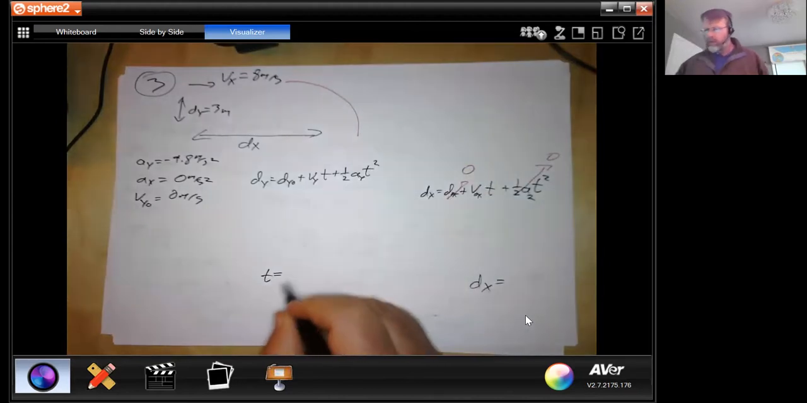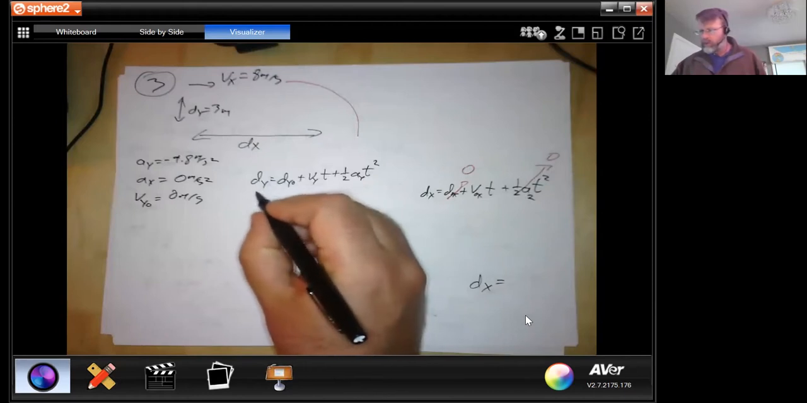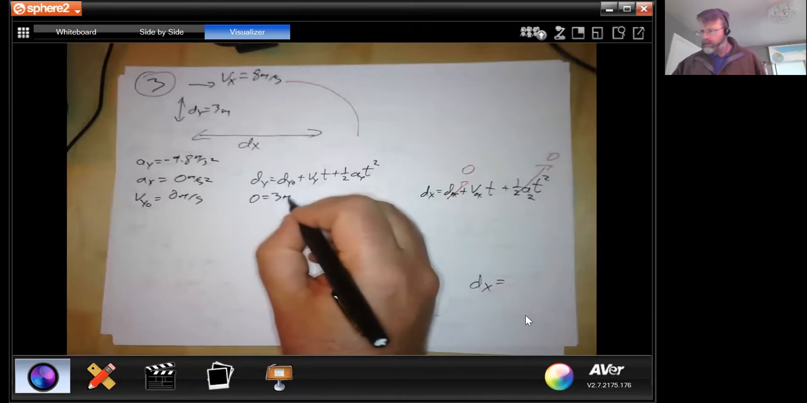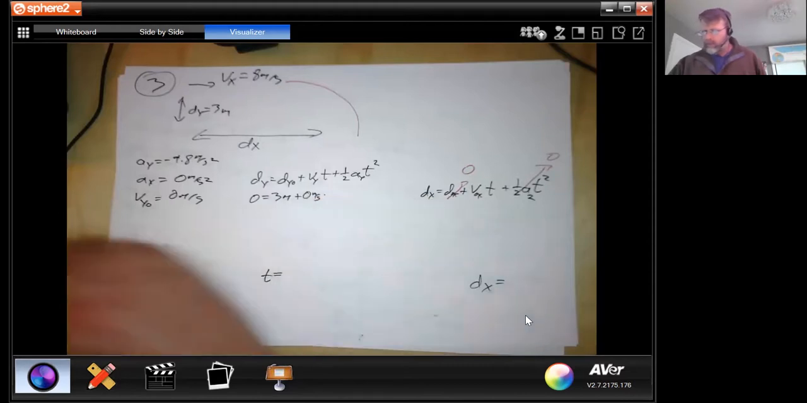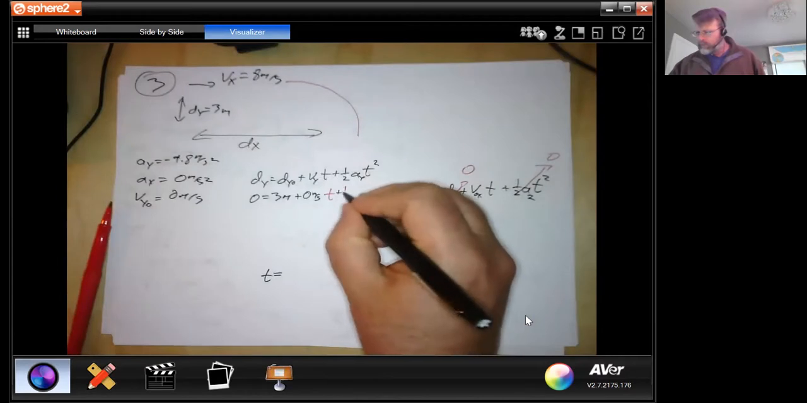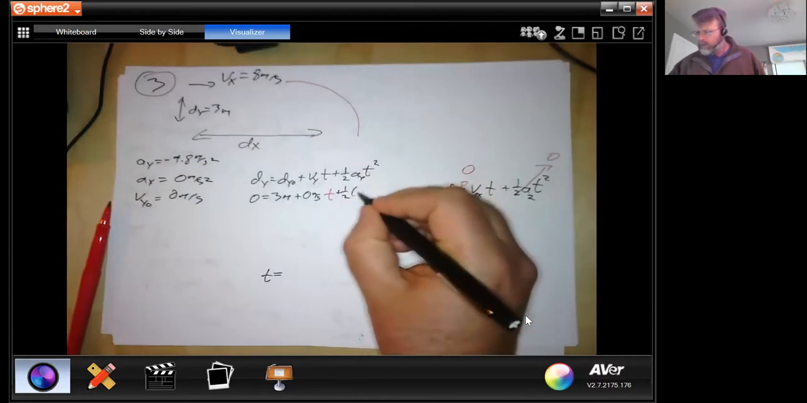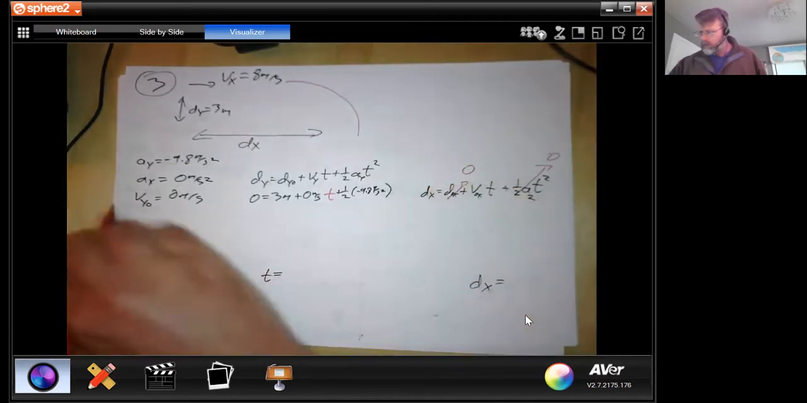Now we know some of these numbers. We know it ends at 0. We know it started at 3 meters. We know it started at 0 meters per second. We're looking for time. We know this is negative 9.8, and we're looking for time.